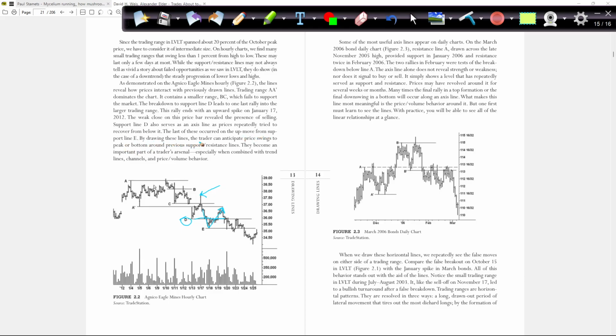By drawing these lines, the trader can anticipate price swings to peak or bottom around previous support or resistance lines. They become an important part of a trader's arsenal, especially when combined with trend lines, channels, price volume behavior. Okay, we are laying the background here on what we are observing in the market. Basically by drawing these lines, the trader can anticipate price swings to peak or bottom.